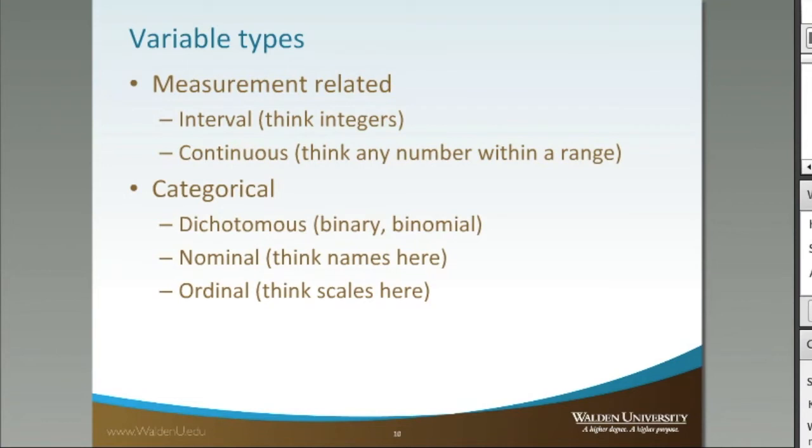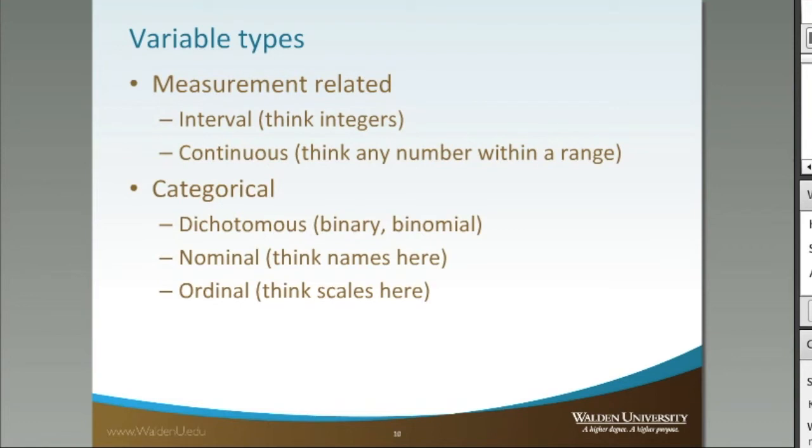The first one, think of it as being measurement related. So think of intervals. Think of integers. It doesn't have to be completely continuous, like it can be 1, 2, 3, 4, 5. So they're discrete numbers, but they're based on a value. They're based on something that's being measured. Continuous, again, think of it as something within a full range of numbers.